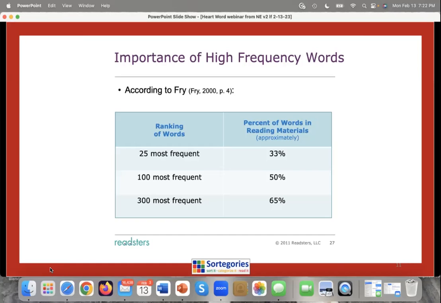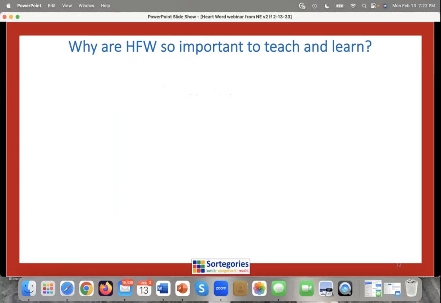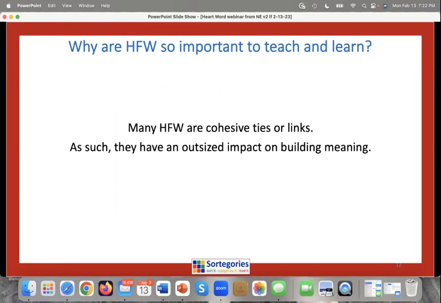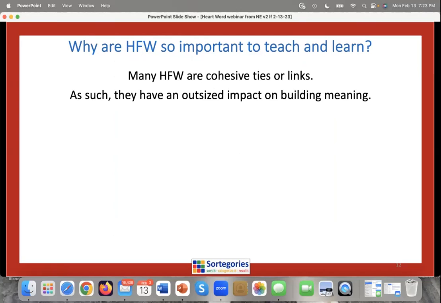But to pick up on what Michael and Linda have already said, we've established that there is this list between 25 or 300, depending on which ones, that make up a high percentage of the words in reading material. But the other point that we want to make is, why is it so important to teach these? One of the reasons is that many of these high frequency words are cohesive ties or links, which by virtue of being those, gives them an outsized impact on building meaning. So what does all that mean?